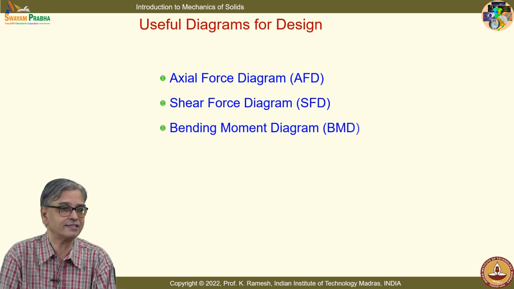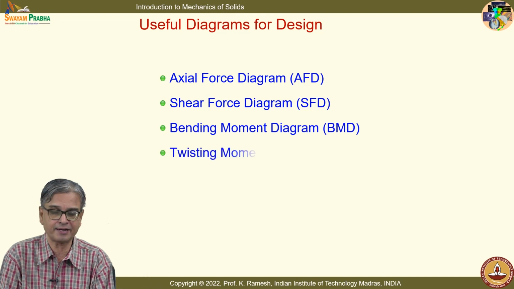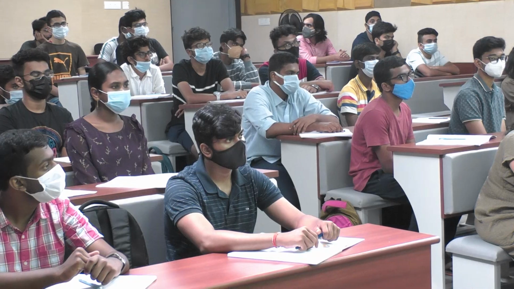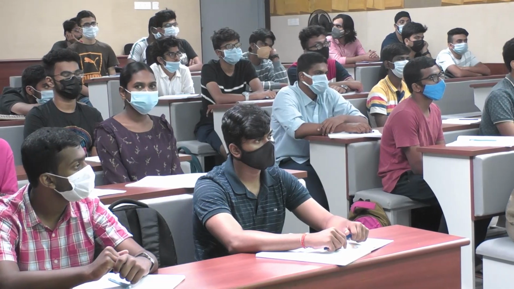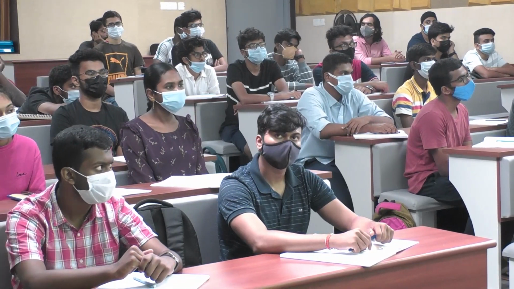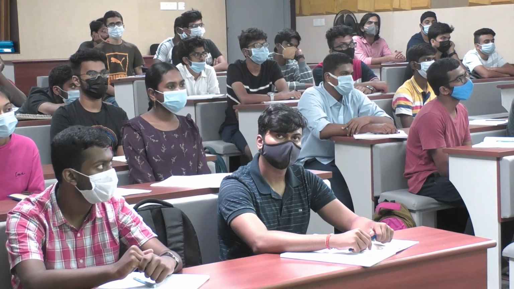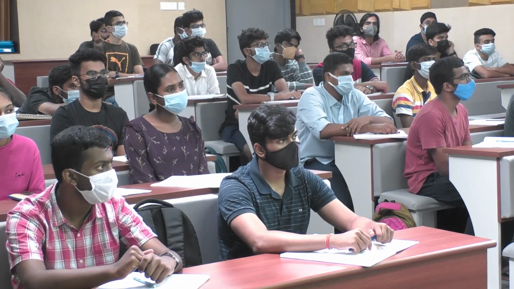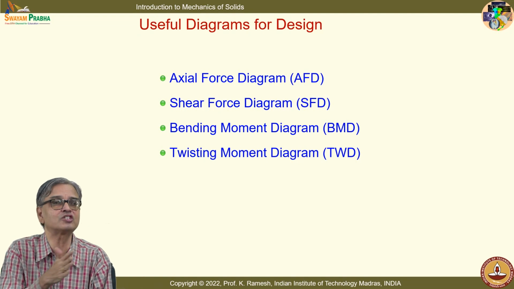And you can also draw the axial force diagram, shear force diagram, bending moment diagram, twist moment diagram. Why do you do all that? So, in a cross section you find out where these are maximum. The hope is that you will determine the cross section based on the maximum of these, so that it will withstand my requirement.